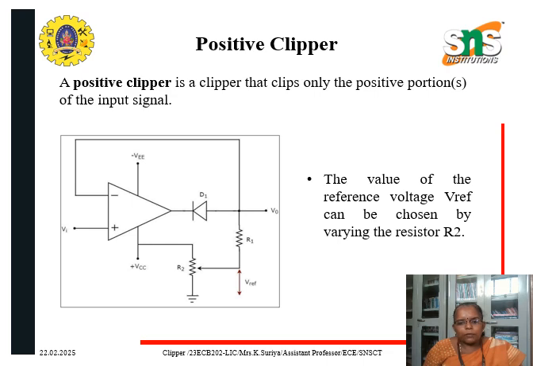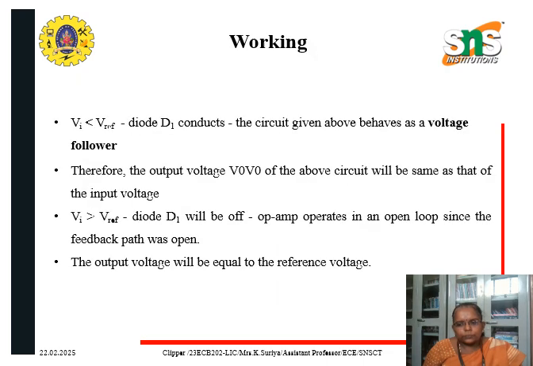This is the circuit diagram of a positive clipper, where a diode is connected to the output of the op amp in the reverse bias condition. The variable resistors are connected to the output with the help of the plus VCC. The value of the reference voltage can be chosen by varying the resistor R2. In the circuit shown above, the sinusoidal voltage signal Vi(t) is applied to the non-inverting terminal of the op amp, and the value of the reference voltage is chosen by varying the resistor R2.